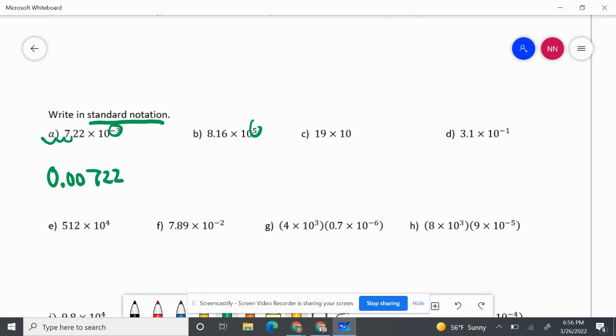Looking at the next one, this is a large number. We have our decimal right here. We're moving it 5 spots, 1, 2, 3, 4, 5, meaning it's going to be 816, and we're going to have 3 zeros.